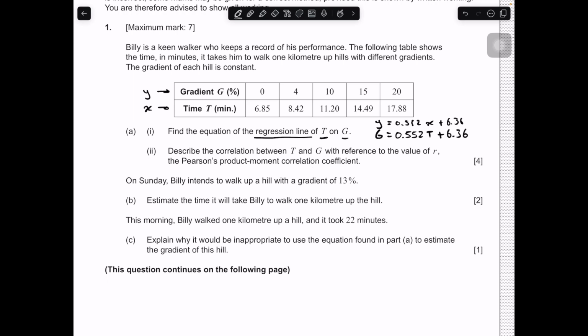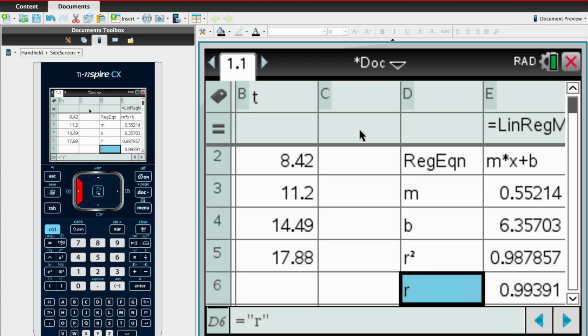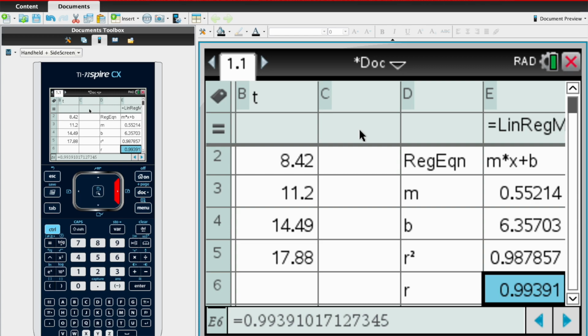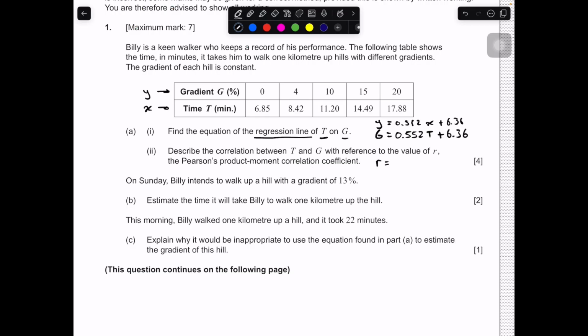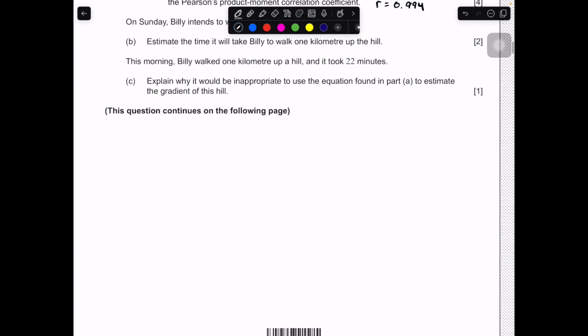Alright, second part: describe the correlation between t and g with reference to the value of r, the Pearson's product moment correlation coefficient. So going back to the calculator screen just for a sec, we see the correlation coefficient is 0.9939. So let's write out r is equal to 0.994, in this case 3 sig figs. They're asking us to describe it, and it is potentially a 2-mark question, so we need to state what this would mean.